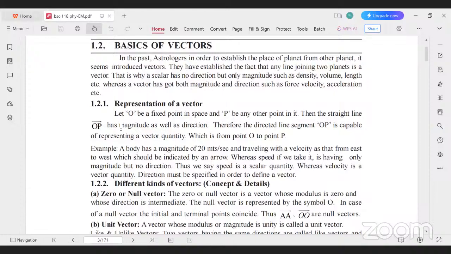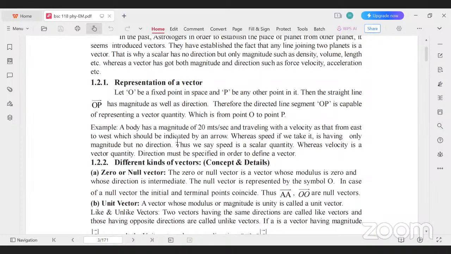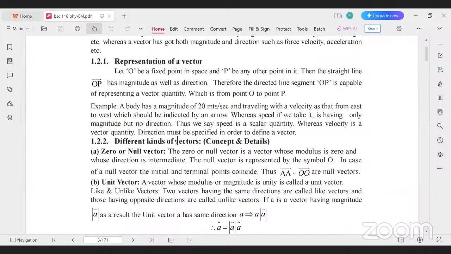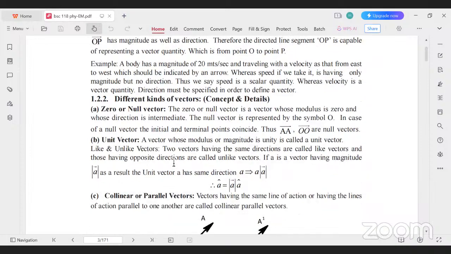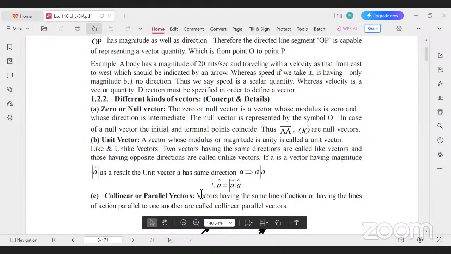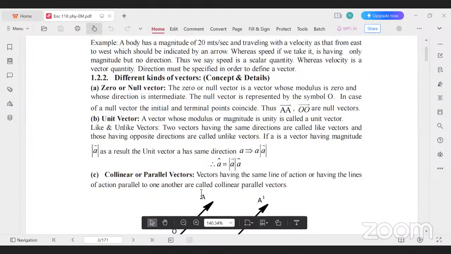Clear? So you just read the representation of vectors, how these vectors are going to be used. Speed is a scalar quantity, whereas velocity is a vector quantity; directions must be specified in order to define a vector. We are talking much about vectors, where you have both magnitude as well as direction. So, different kinds of vectors: the zero or null vector, and what is a unit vector? Next are collinear or parallel vectors. So we are just going to talk about this.